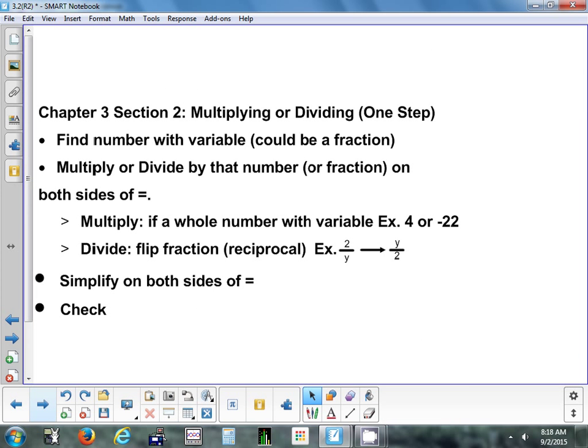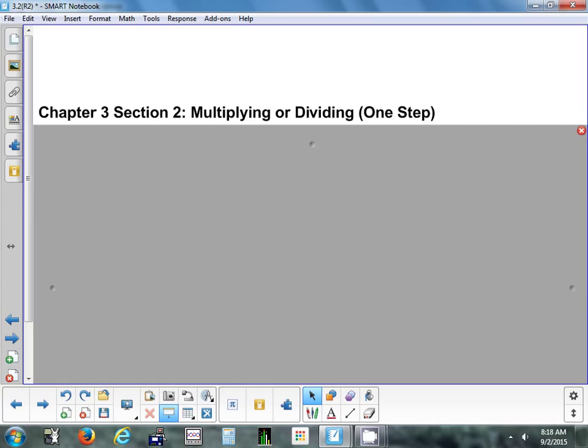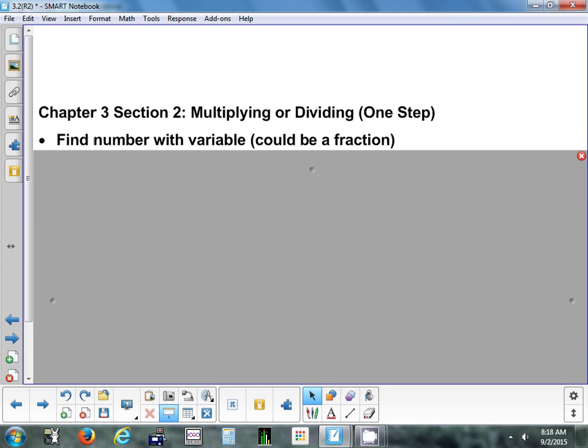All right, so Mr. Roy's going to talk a little bit about this stuff. All right, guys. So on your note sheet, we're talking about multiplying or dividing. Now we're still doing one-step equations like we did yesterday, but instead of adding and subtracting, we're multiplying and dividing. First thing I want to do, same first step as yesterday: we want to find the number with the variable, and like we just talked about, it could be a fraction.